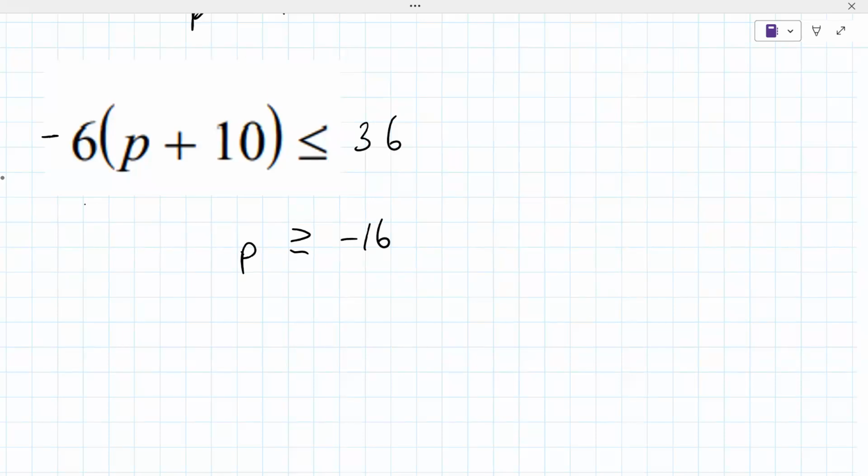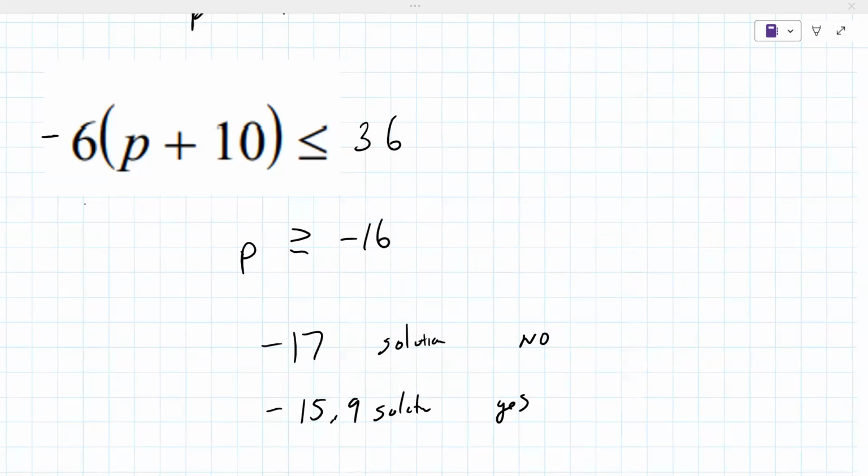All right, is -17 a solution? No. Is -15.9 a solution? Yes. Yes, it is. Okay. All right, that's good. I'm seeing good stuff there. Let's do a few more of these. They get a little more complicated.